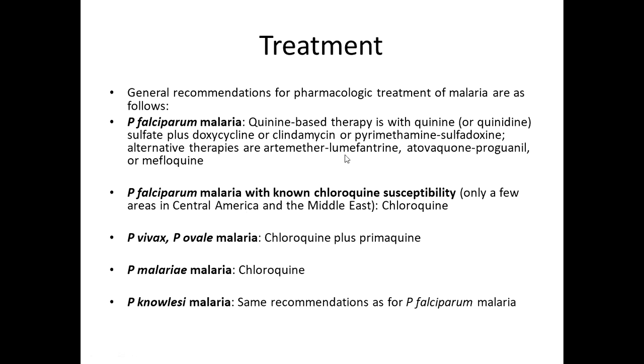list. Treatment. General recommendations for pharmacological treatment of malaria are as follows. Falciparum malaria: quinine-based therapies with quinine or quinidine sulfate plus doxycycline or clindamycin or pyrimethamine-sulfadoxine combination. Alternative therapies are artemether-lumefantrine, atovaquone-proguanil, or mefloquine. For falciparum malaria in areas where there is chloroquine susceptibility, we use chloroquine as well, but in areas where there is resistance to chloroquine, we use alternatives like artemether-lumefantrine, for example.